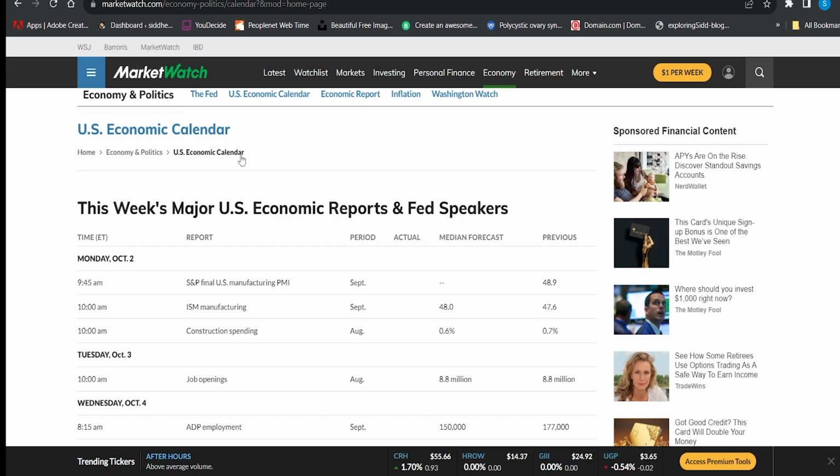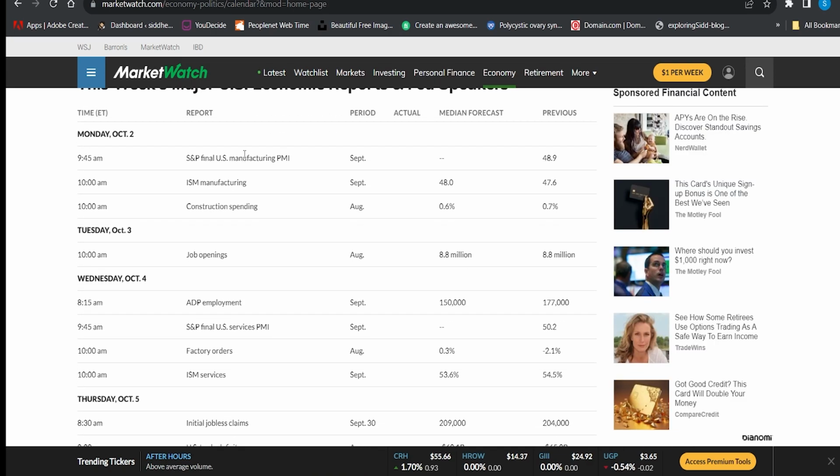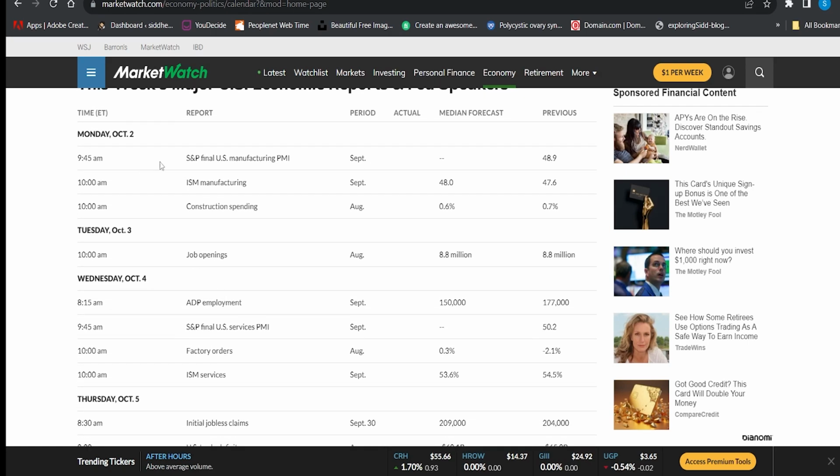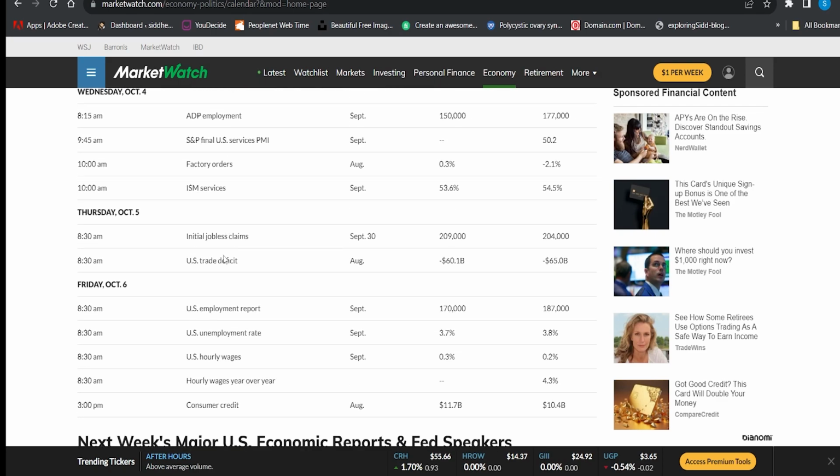Before jumping into the technical analysis, let's take a look at the US economic calendar. On Monday, we have the ISM manufacturing report. On Tuesday, we have job openings, followed by factory orders and ADP employment on Wednesday. All these events may not impact the market that much. But on Thursday, we have initial jobless claims, and on Friday, we have the unemployment report. So these are the two reports on 2 consecutive days we need to pay attention to, because this can move the stock market a little bit more.